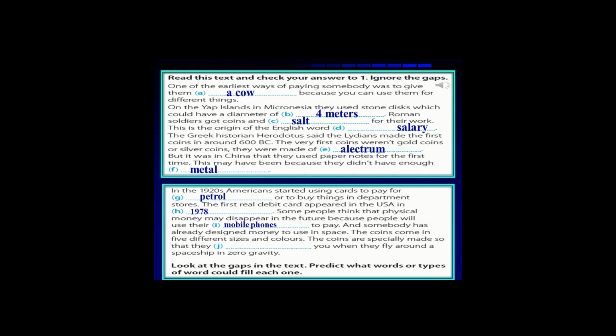A company called Travelers has already designed coins based in space. They are called quids and come in five different sizes and colors. The coins are made of a plastic material, which is very strong and resistant to heat.